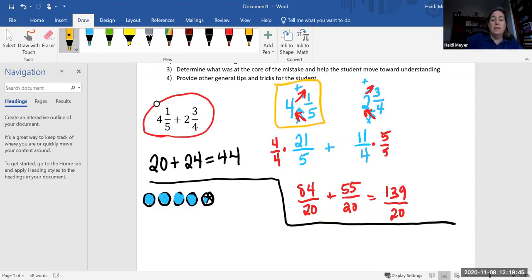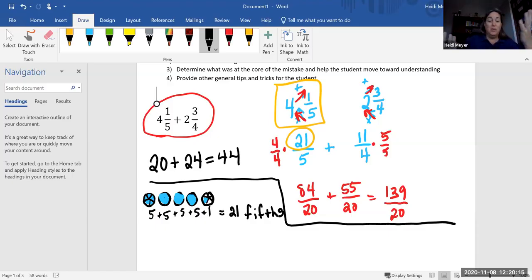And I would use that in order to talk about how 4 1/5 is the same thing as 21/5, because although I can no longer see my cuts that I made here, there are 5 cuts in each one of these. So I've got 5 plus 5 plus 5 plus 5 plus 1 more, which is 21. And what we're talking about here is fifths. Now I'm doing this quickly with you. You guys are college students, you're going to be teachers. With a child, I would take a lot more time.